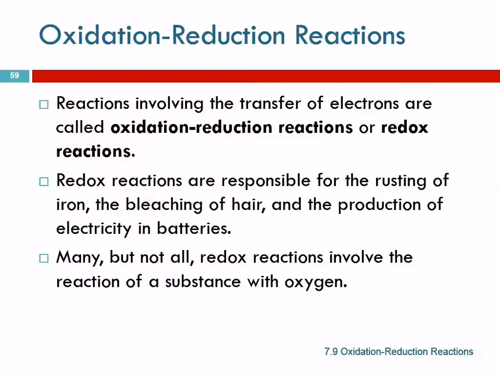If you bleach your hair, that is an oxidation-reduction reaction. Rusting of iron, that's not usually a desirable thing, but it happens whether we like it or not. That's also a redox reaction. What we'll see is that many, but not all, of these sorts of reactions involve oxygen.